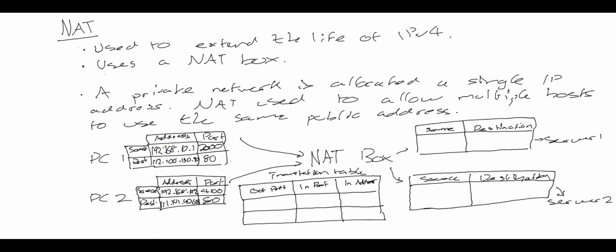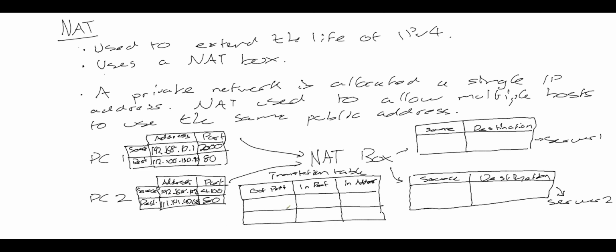The private IP address of this PC is 192.168.10.1. The source port, chosen fairly randomly by your computer, is going to be 2000 in this case. And we're sending an HTTP request to this server, so the destination port is going to be port 80. And then this is the same, except different IPs and source port for PC2, both sending HTTP requests.